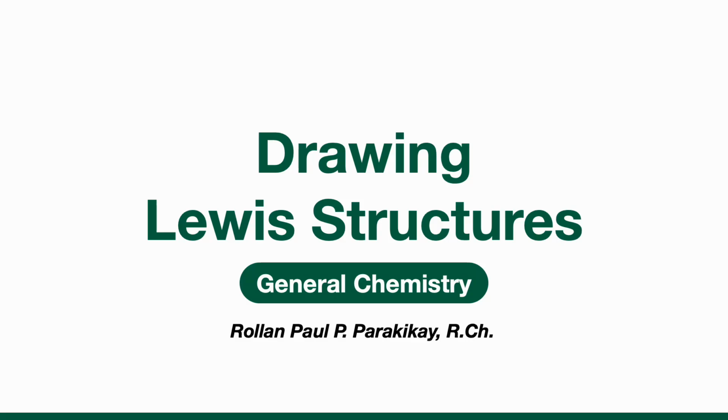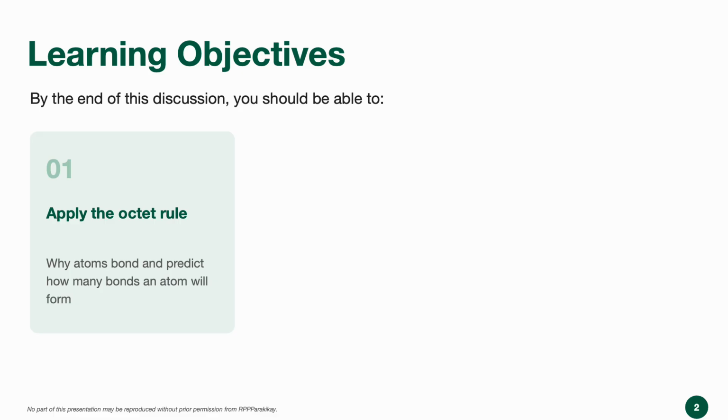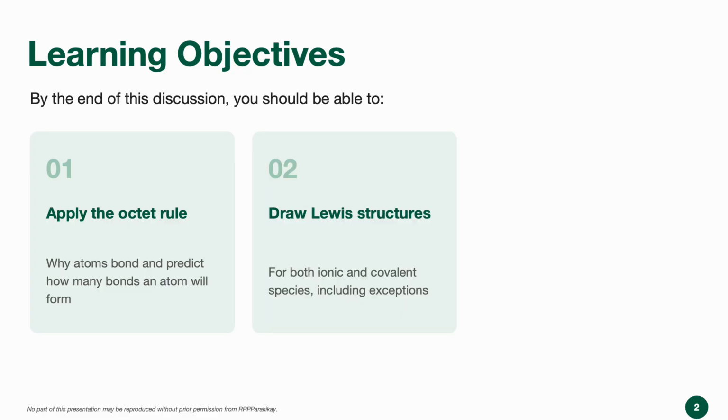Hi guys! In this video, we will discuss the rules on how to draw Lewis structures of covalent and ionic compounds. Here are the following objectives. First, to understand the octet rule, to explain why atoms bond in the first place, and to predict how many bonds a given atom is likely to form. Number 2, to draw the Lewis structures step by step for both ionic and covalent compounds, including some cases where the octet rule does not apply.